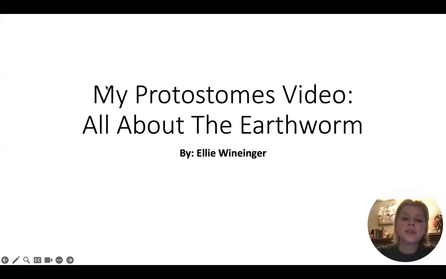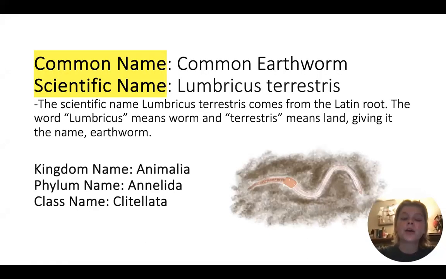This is my Protostomes video, and it is all about the earthworm. The common name of the earthworm is the common earthworm, and its scientific name is Lumbricus terrestris. This scientific name comes from the Latin root. The word lumbricus means worm, and terrestris means land, giving it the name earthworm. Its kingdom name is Animalia, its phylum name is Annelida, and its class name is Clitellata.